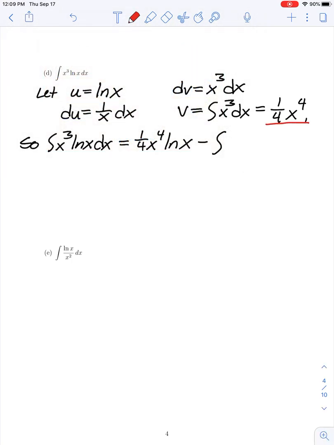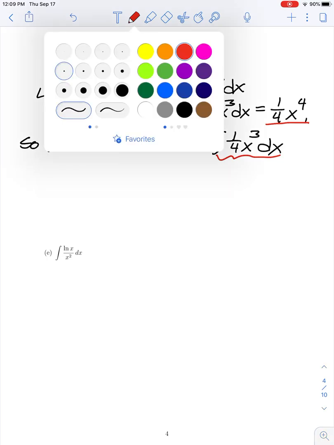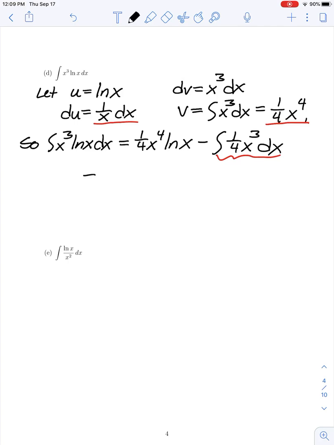So let's see what we have. v was 1/4 x to the 4th, multiplying by du, which was 1 over x dx, we're left with 1/4 x cubed dx. So after I apply this integration by parts formula, the new integral that I'm left with is just the integral of a constant times x cubed. And we can evaluate this directly.